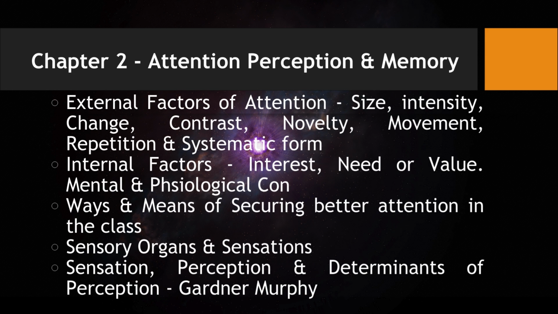The last one is systematic form. Objects with systematic form are easily attended to and retained long in our memory as compared to objects which are incomplete or irregular in form. We listen to a faint tune even in noisy surroundings. That is the correct example to enlist the attention of the students: the teacher, before starting the lesson, should give an overview.